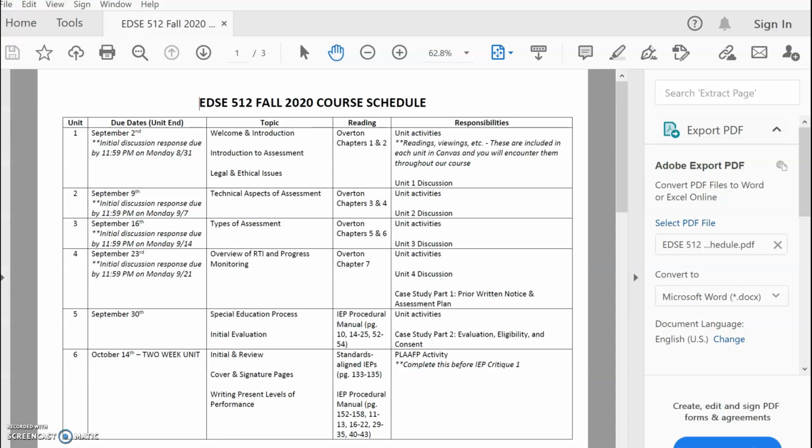You'll see that chapters 3 and 4 have been assigned from your text for this week. If you are having any issues or concerns about accessing your text, please contact me as soon as possible so that we can discuss your situation.